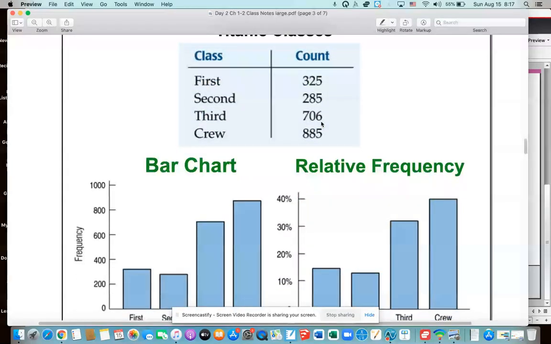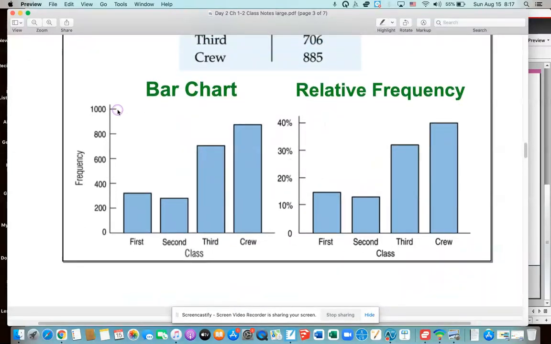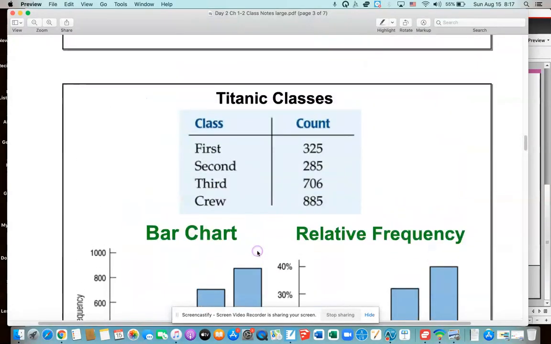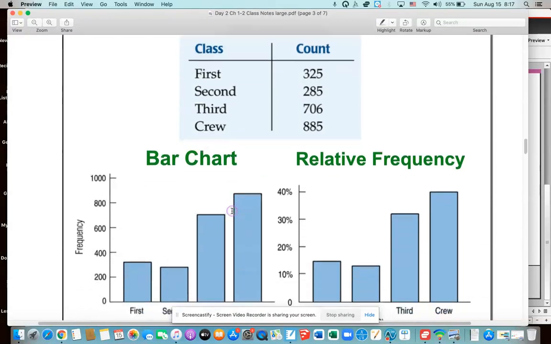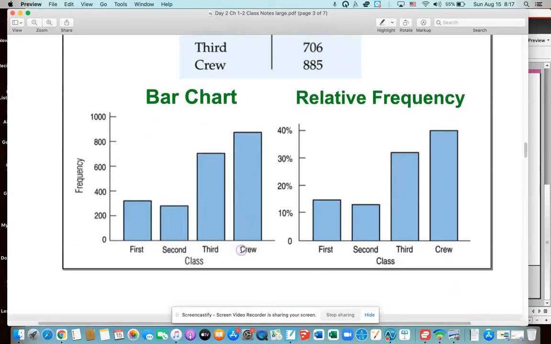So how do we display categorical data? Well, instead of a histogram, a lot of times we use a bar chart. You can see here we have the classes of the Titanic, first class through third class, and then crew members. So this is categorical. It's just counts of people in those different classes on the Titanic. Now, a bar chart is one way.